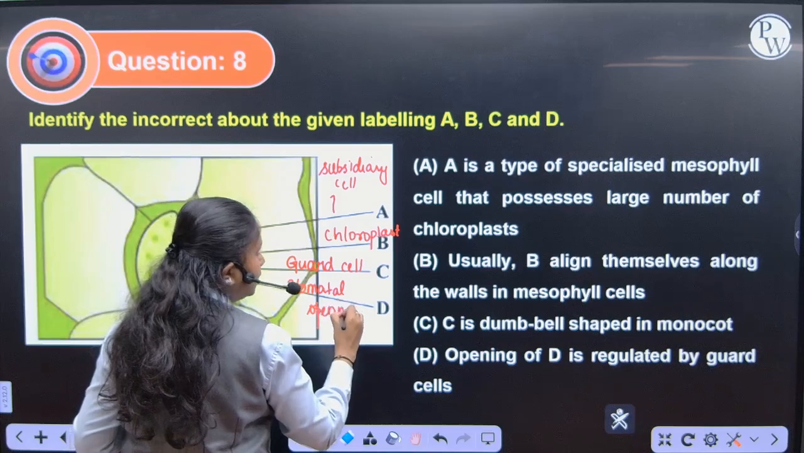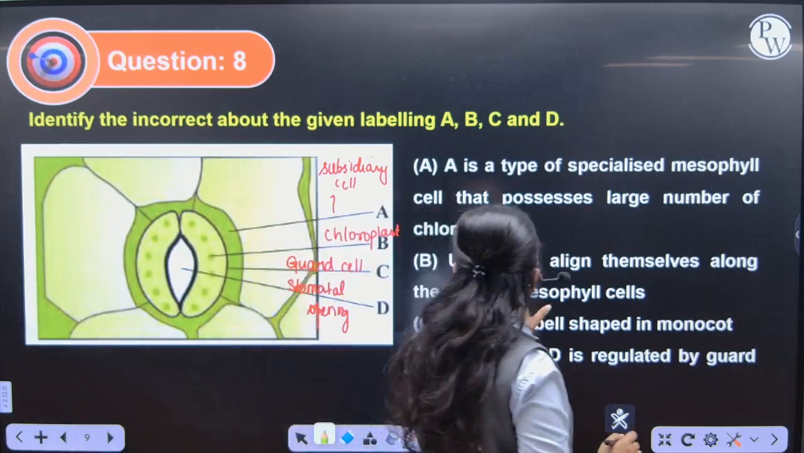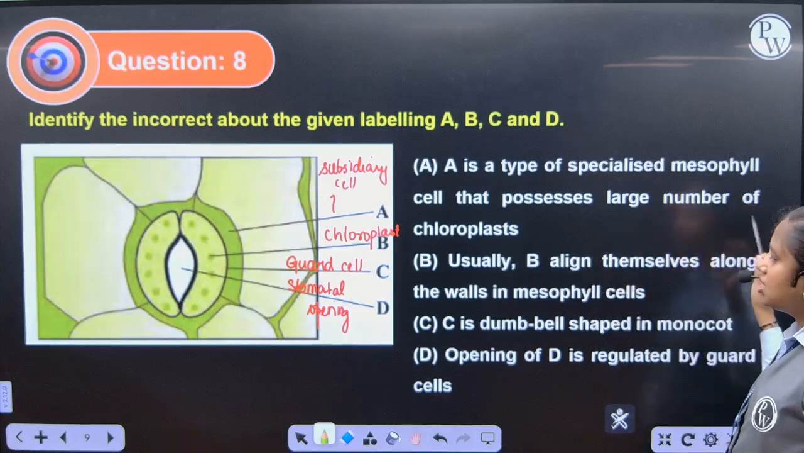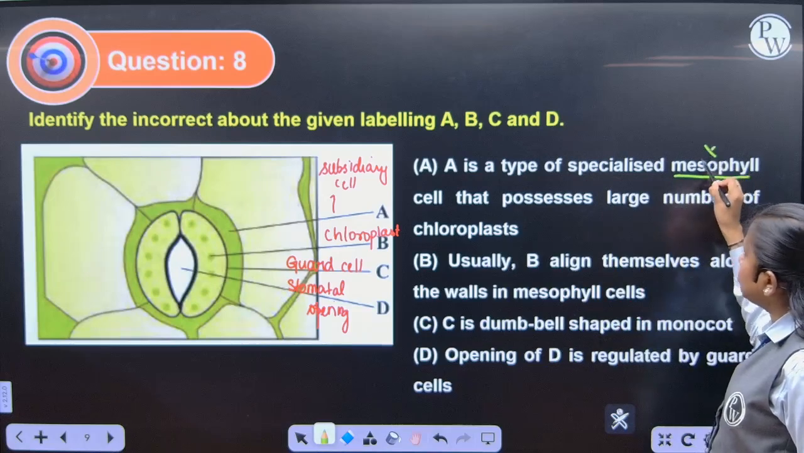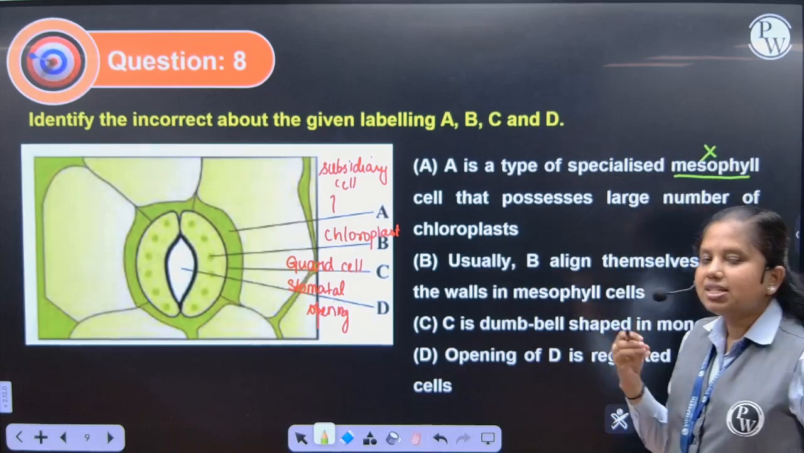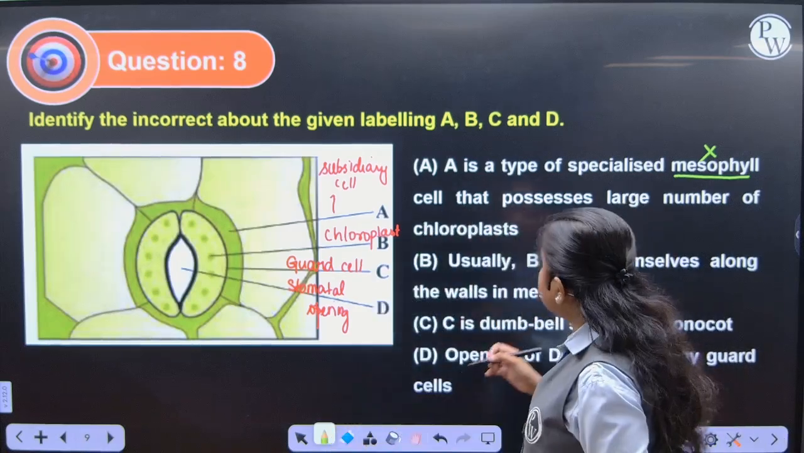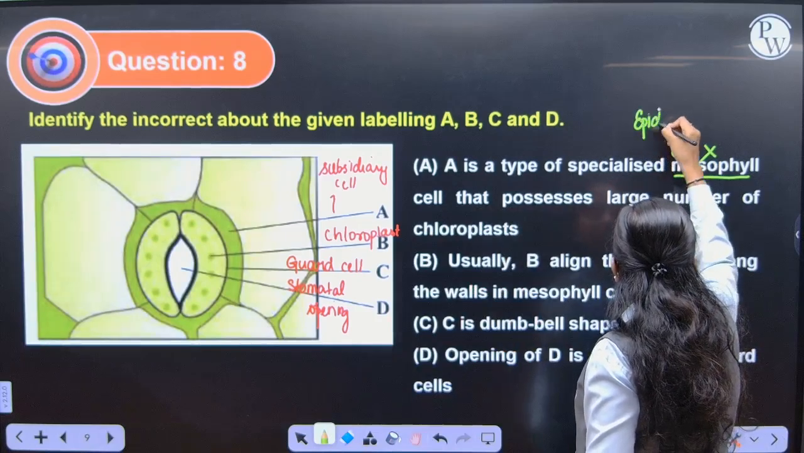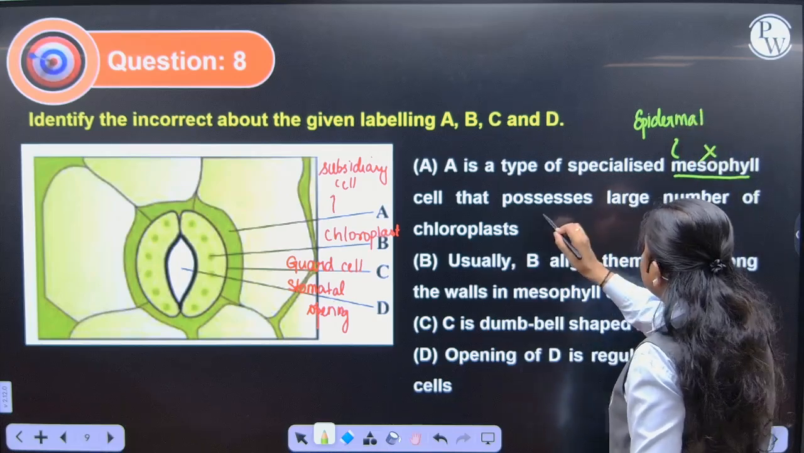So keeping this in mind, they say that A is a special type of mesophyll cell that possesses a large number of chloroplasts. Here the word mesophyll makes the statement incorrect, because subsidiary cells are not modified mesophyll cells. Instead, they are modified epidermal cells. So this statement proves to be wrong.